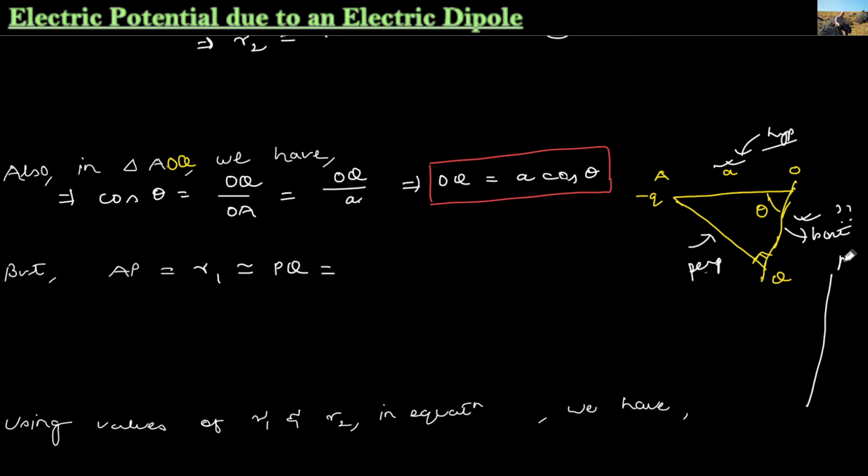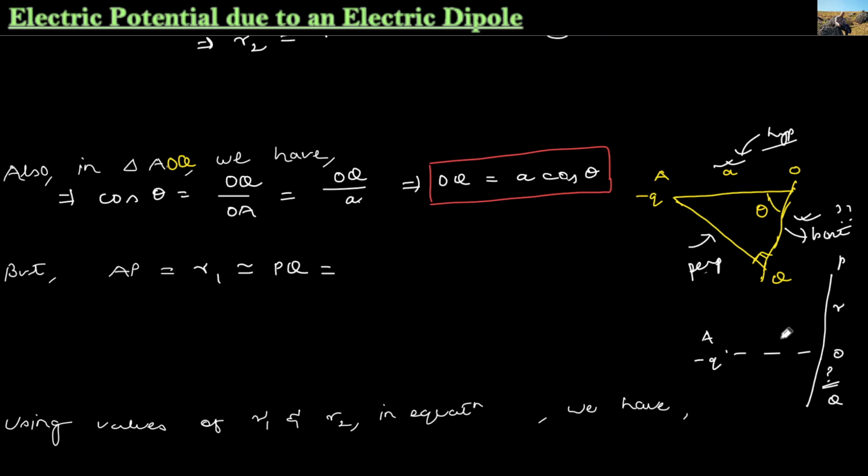This is point P, this is point O, and this is point Q. From O up to P it is equal to r, and this OQ, how much is OQ? OQ is a cos theta. This is the point E, this is the charge minus q.